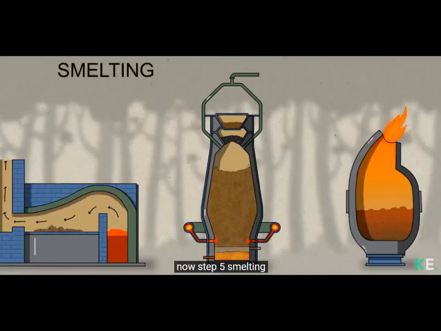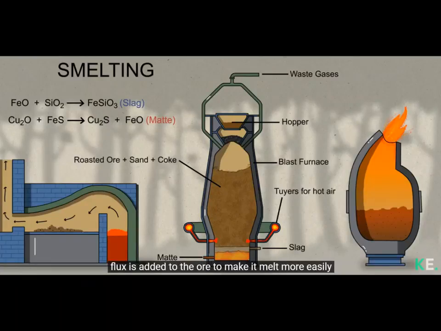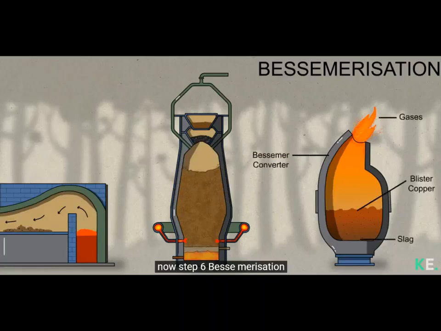Now step 5, smelting. Now the copper concentrate is fed into a furnace along with silica material called a flux. Flux is added to the ore to make it melt more easily. Now step 6, bessemerization.